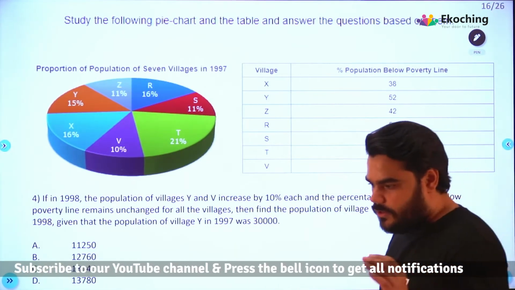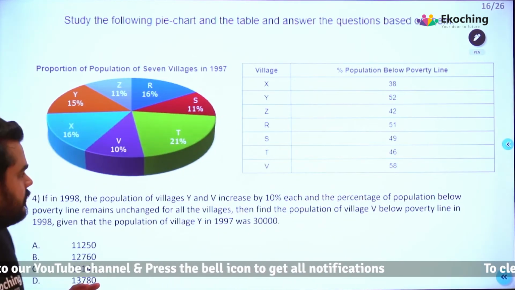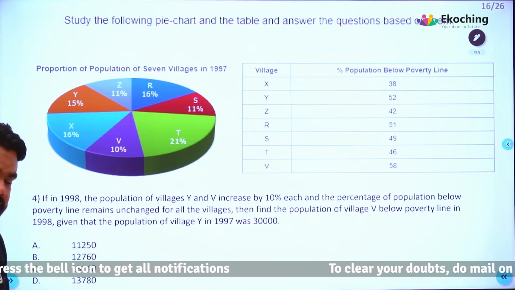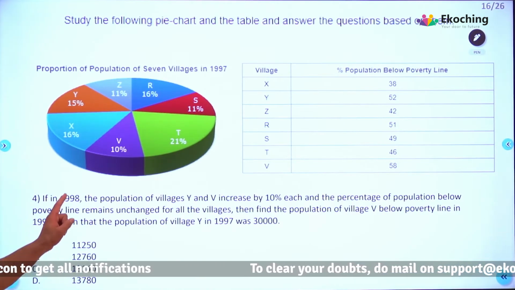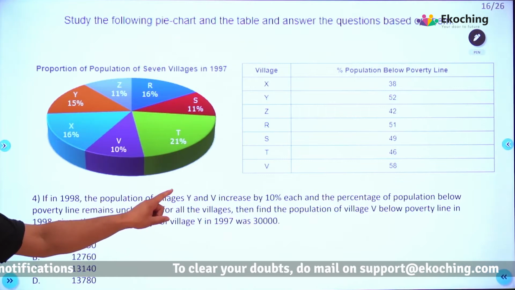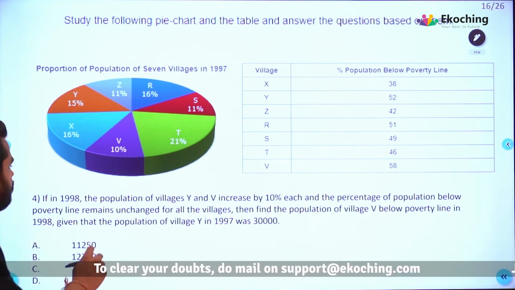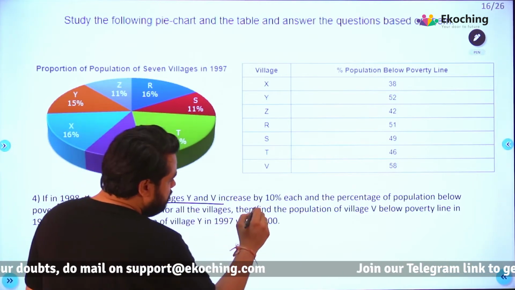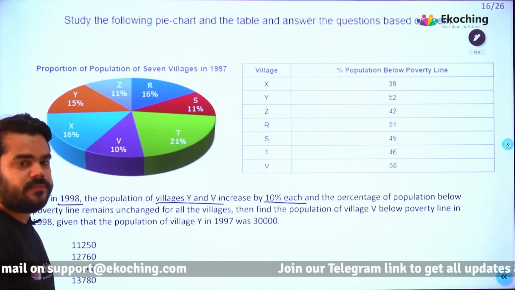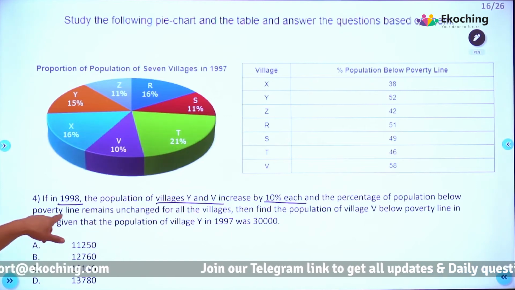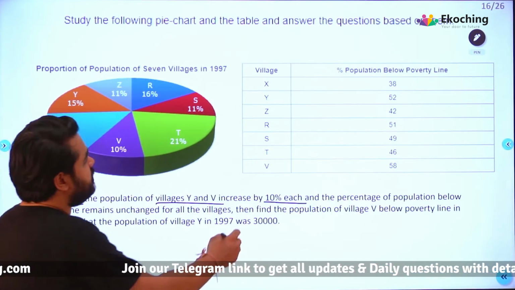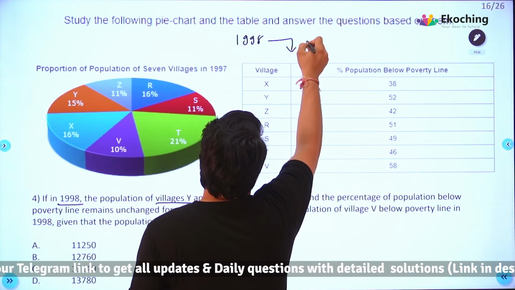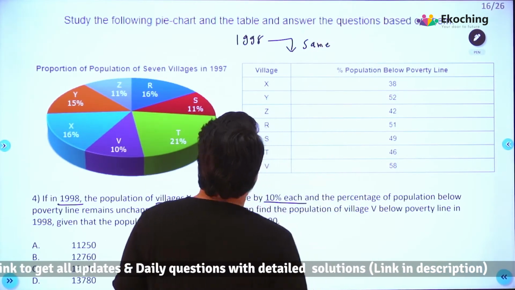Okay, so I hope by now you have tried it. This might be a little difficult for a few students, but don't worry, we will solve it together. If in 1998 the population of village Y and V increased by 10% each, okay, so let's take a note of this, that 1998 में Y and V का population 10% से increase हो जाता है, okay. Population below poverty line remains unchanged for all the states, so this is unchanged. 1998 में ये same है, okay.